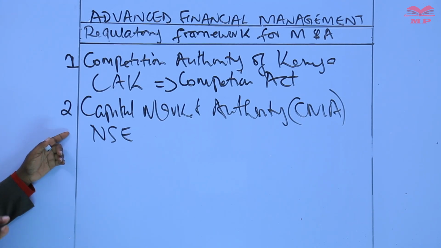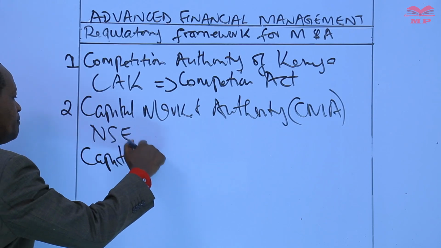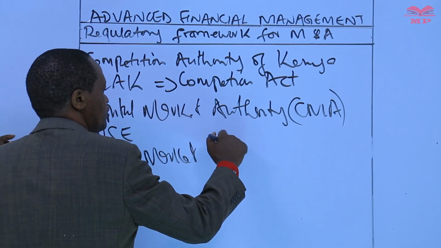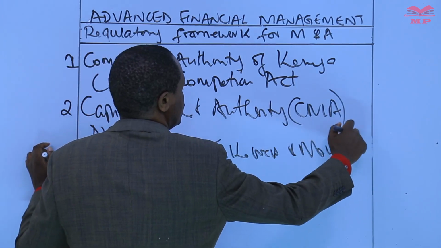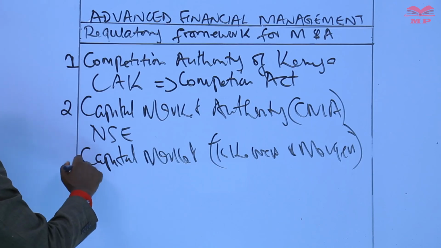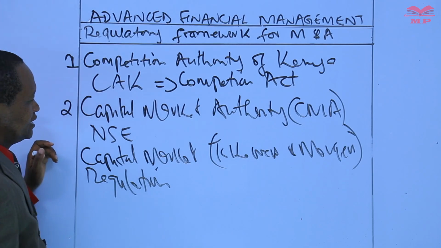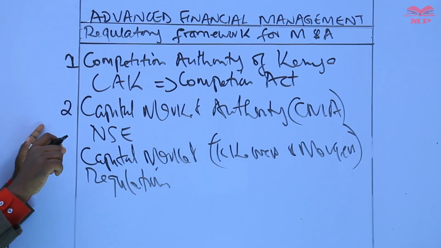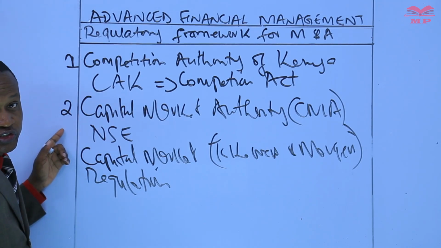The CMA has developed regulations that we call the Capital Market Takeovers and Mergers Regulations. These are regulations that guide the acquisitions and mergers involving companies that are listed on the Nairobi Securities Exchange.